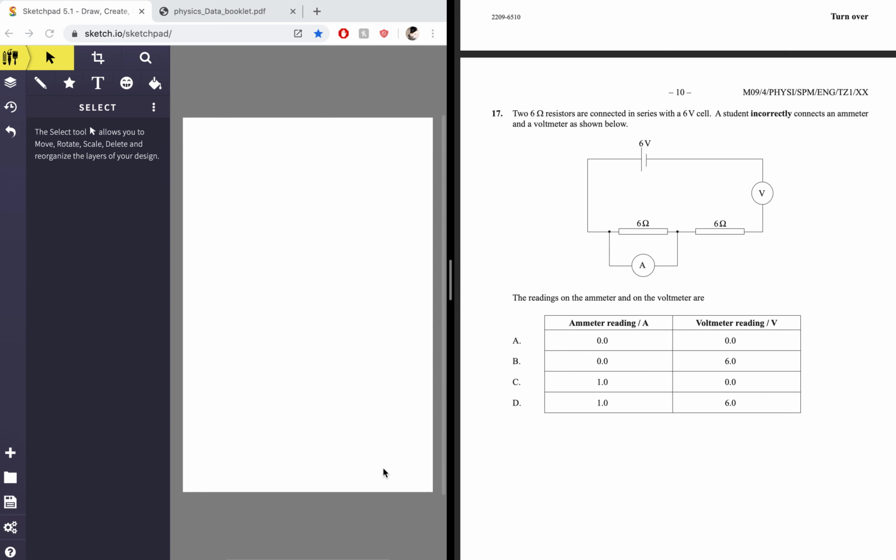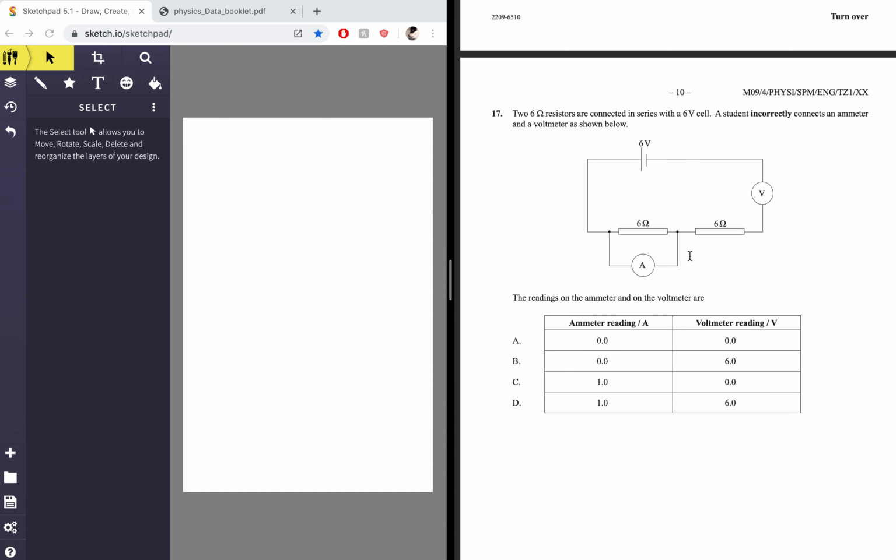Hello, so we have some physics topic 5, paper 1 questions here, so let's start going through them. Two 6 ohm resistors, here and here, are connected in series with a 6-volt cell. A student incorrectly connects an ammeter and a voltmeter, as shown.